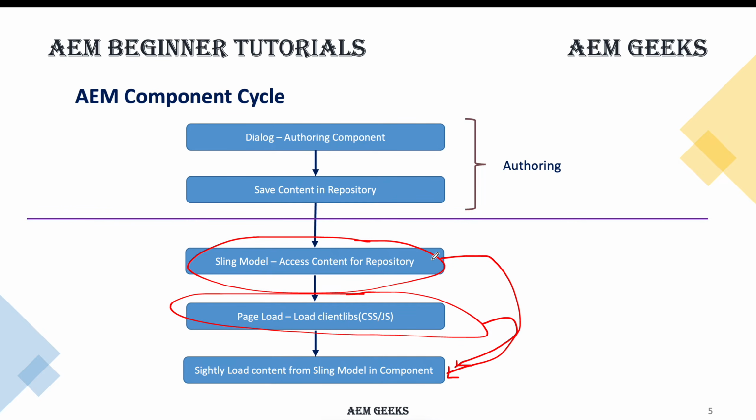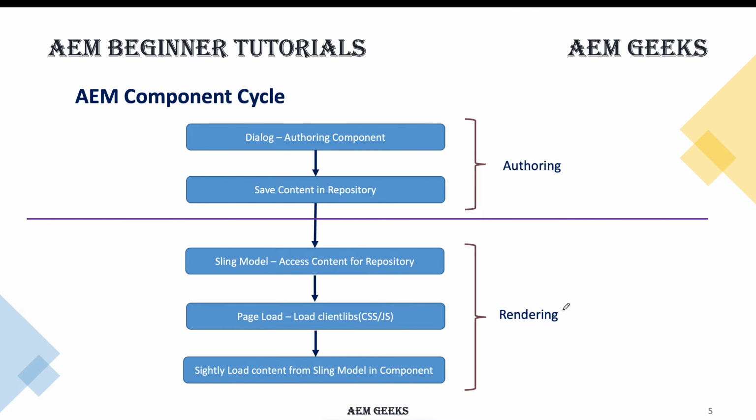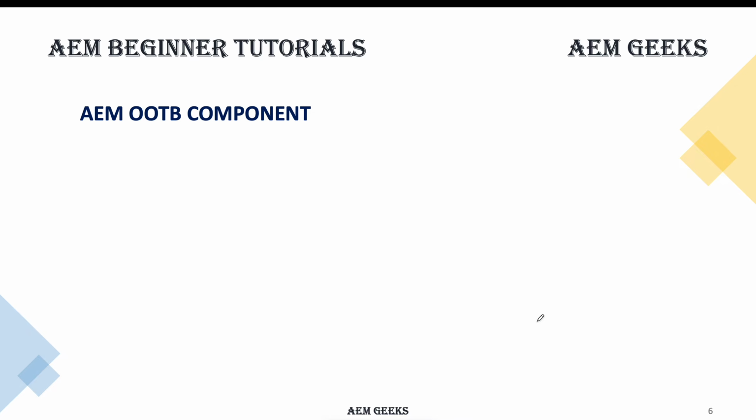So now you have data from the Sling Model, and you have styling using the client library. Everything is available. Now this HTML is generated and rendered to the front end, meaning your browser. That's how a component works. And this second phase is called rendering. Authoring, then rendering.